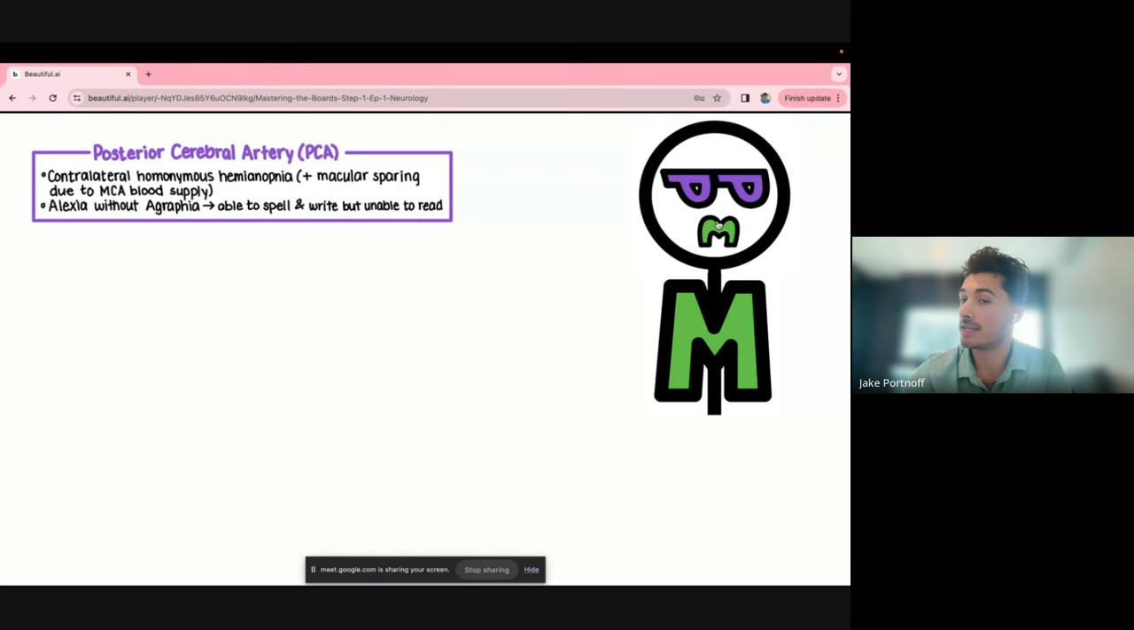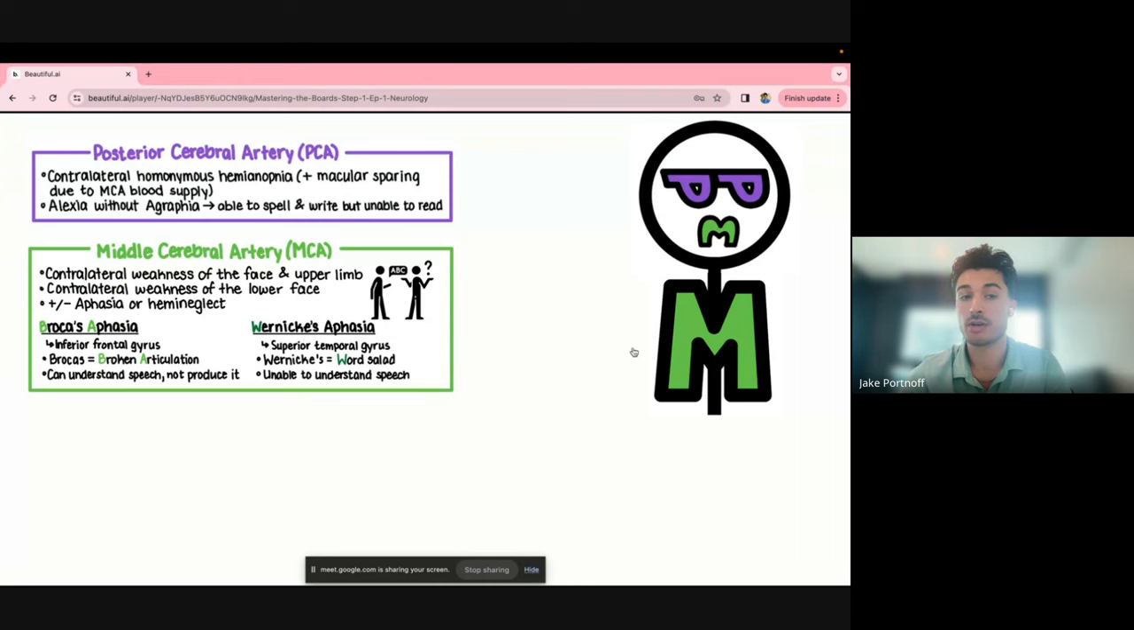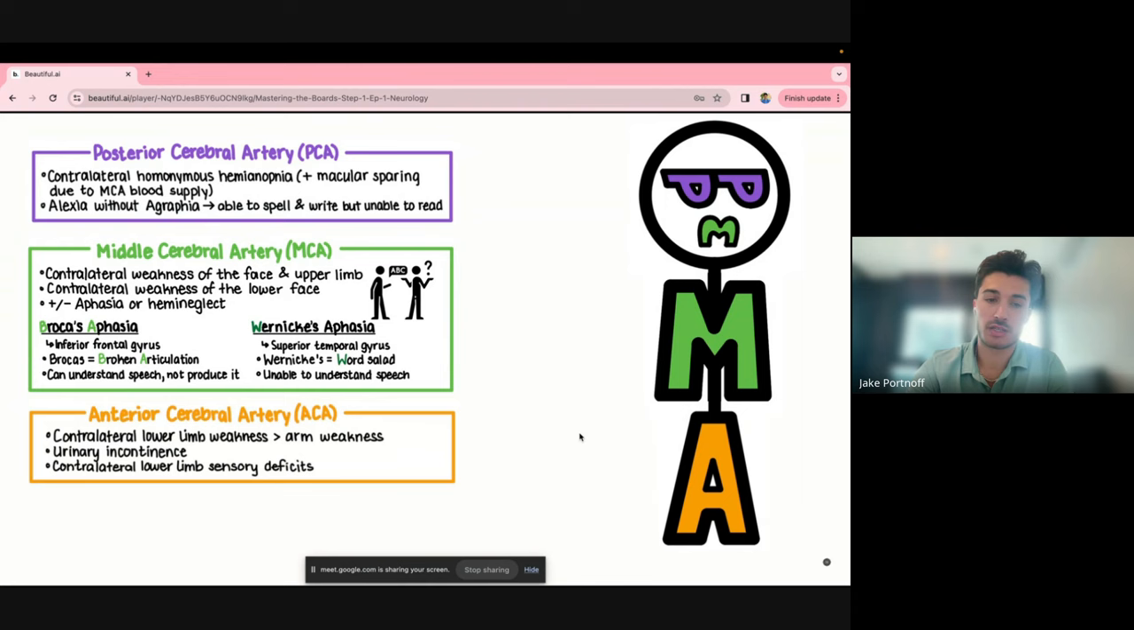for the mouth, which is really easy, M for mouth, because your MCA stroke is associated, as we talked about, with the contralateral weakness of your face and the upper limb, okay? Finally, A for the lower limbs, because your A is going to be your ACA stroke. We talked about contralateral lower limb predominant findings. Also look out for things like urinary incontinence.